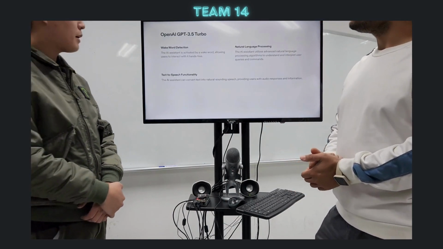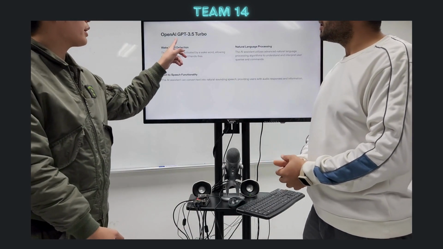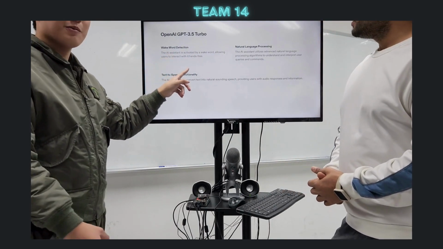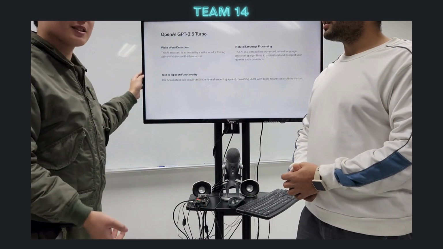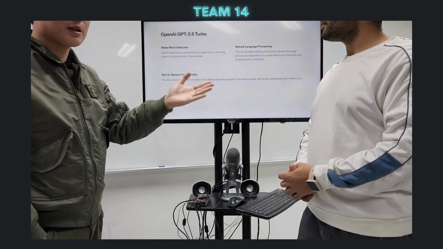And now we talk about our API engine, which is OpenAI GPT 3.5 Turbo. Because we don't have the Plus subscription, we can only use the 3.5 Turbo. And the 3.5 Turbo has some special functions.